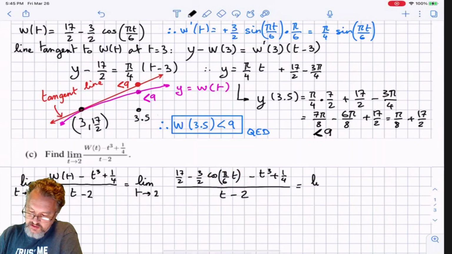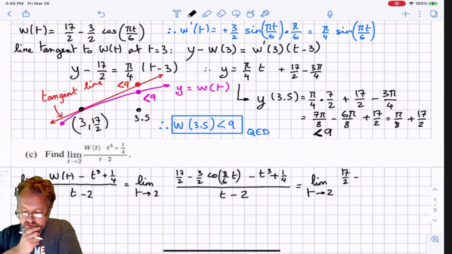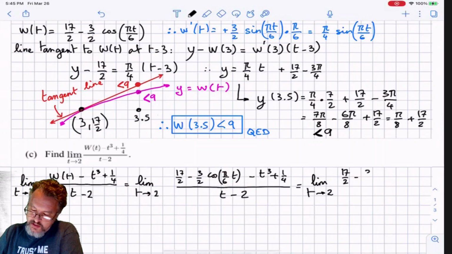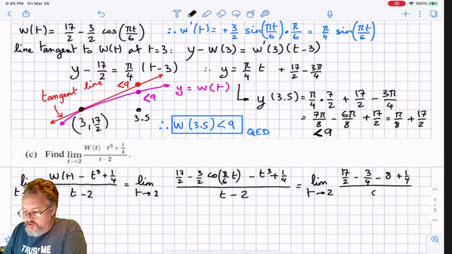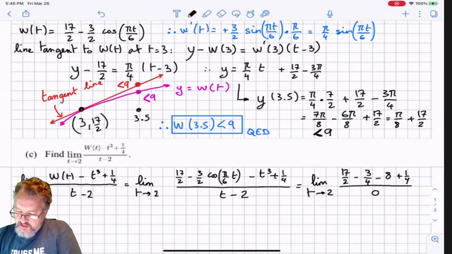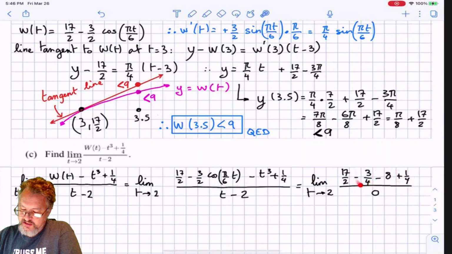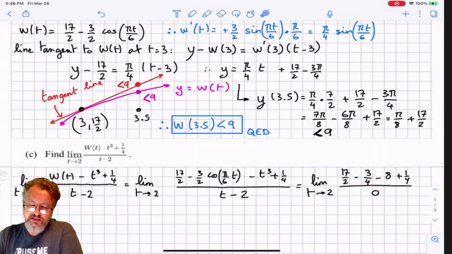So it's going to be the limit as t approaches 2 of 17/2 minus, we said cosine of pi over 3 was 1/2, so 3/2 times 1/2, 3/4, minus 8 plus 1/4, over 2 minus 2, which is 0. Okay, so what do we have in the numerator right here? Well, we have negative 3/4 plus 1/4 is negative 1/2. 17/2 minus 1/2 is 8. 8 minus 8 is equal to 0.